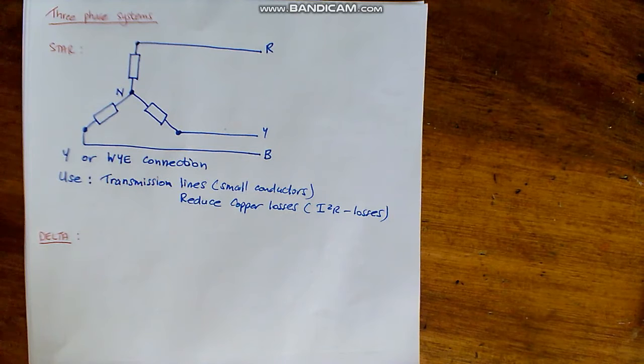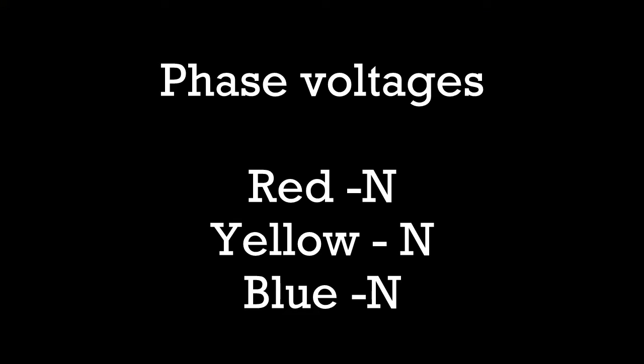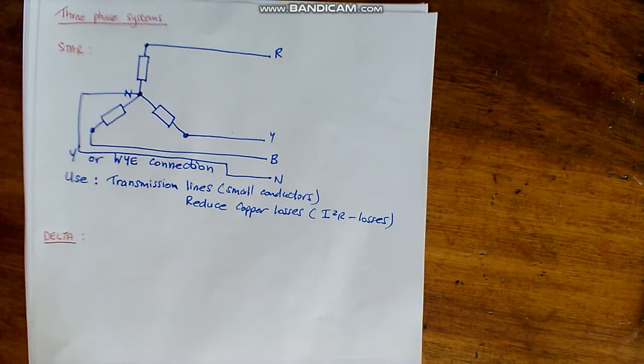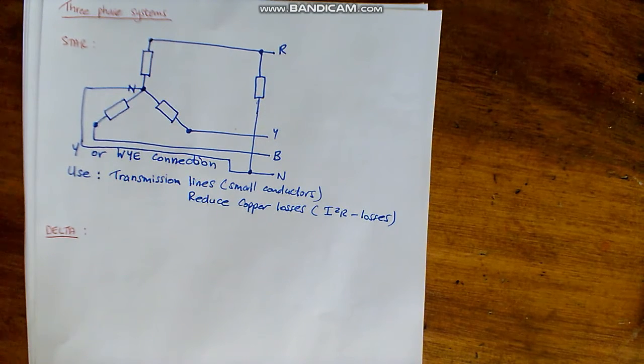Explain what is meant by phase voltage. So the phase voltages are between the neutral and the colors red, yellow and blue. So the first phase will be red and neutral, second one will be yellow and neutral, and the third one blue and neutral. We're now going to draw loads between the phase voltages. Red and neutral, yellow and neutral, blue and neutral.